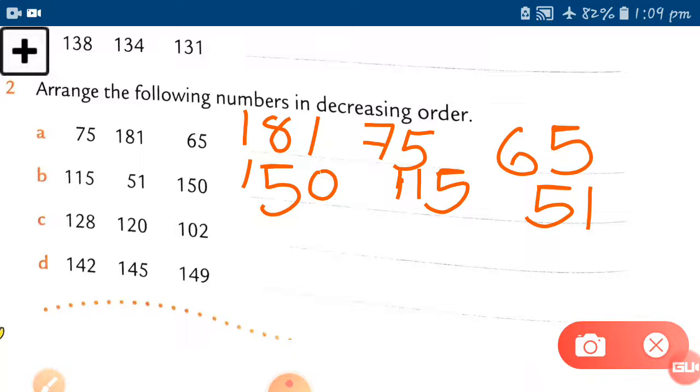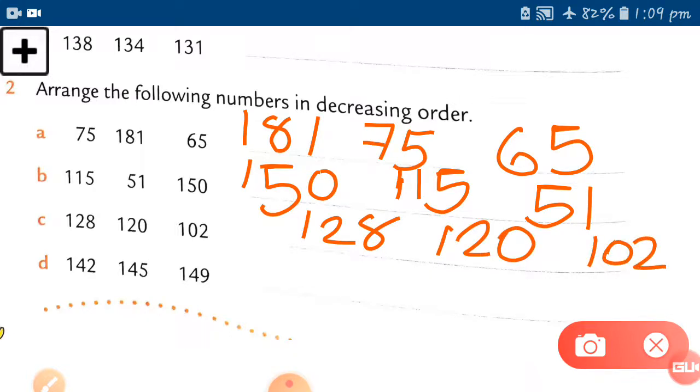Okay, now number C. Let's take number C. 128, then 120, then 102. So here there is no need to change the sequence, because this number is already arranged in the decreasing order.